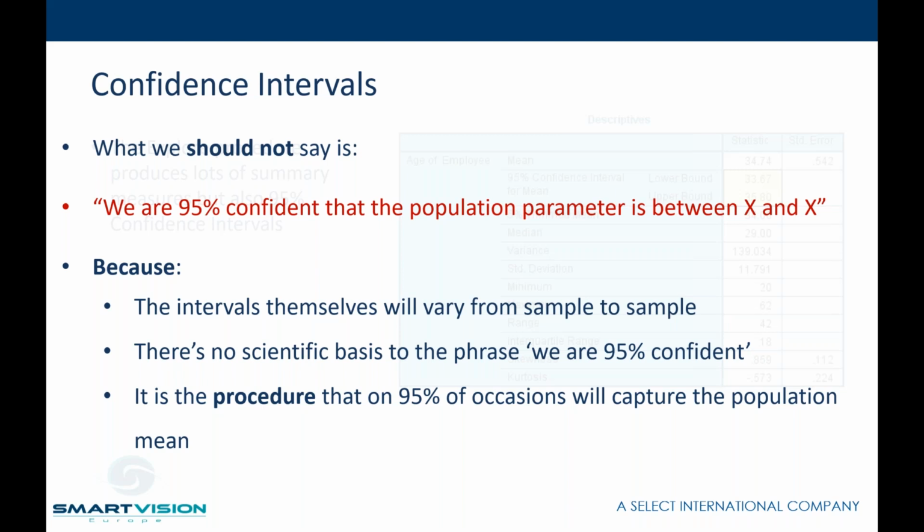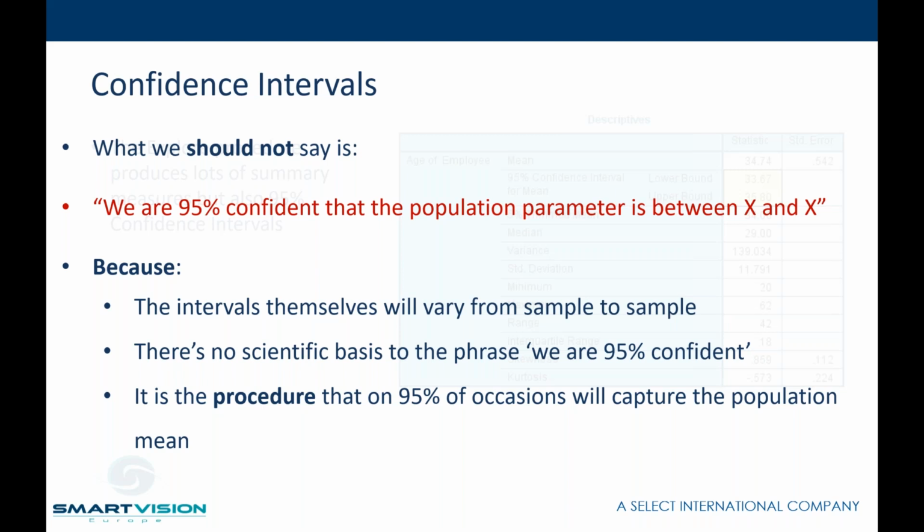And there's no scientific basis to the phrase we are 95% confident. Think about it, we wouldn't say we're 35% emotional or 73% optimistic. What does 95% confident mean? The true value is either within those intervals or it's not. The procedure that we use in the confidence interval procedure on 95% of occasions will capture the population mean.